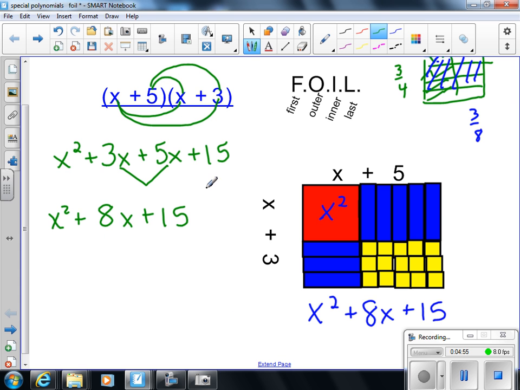So most of you will find that once you learn FOIL, that's going to be your only method. You're never going to go back to this picture. But what you might find, especially on some test, is that they'll give you this picture and ask you to explain it. All this is x plus 5 times x plus 3. And how do you get your solution? This is an x squared plus 8x plus 15. That's all that it is.